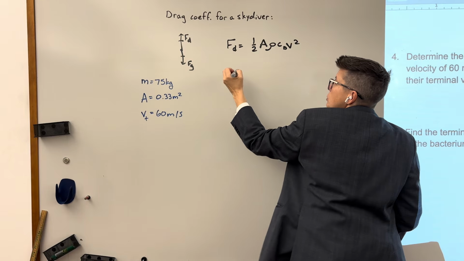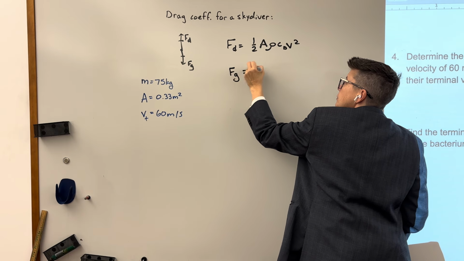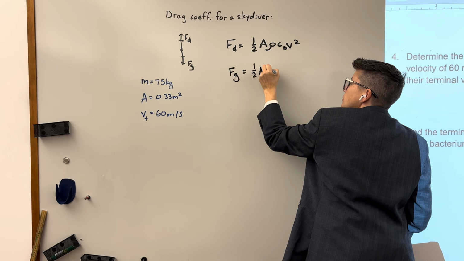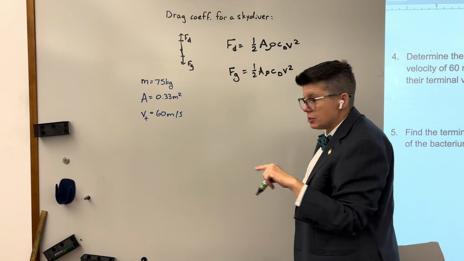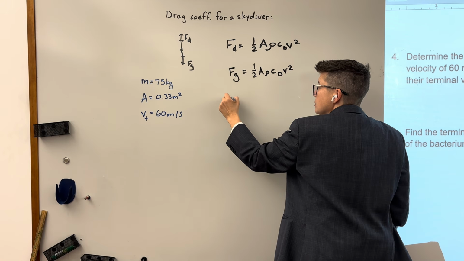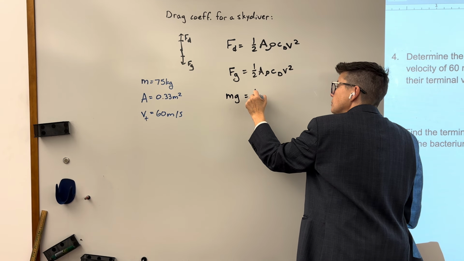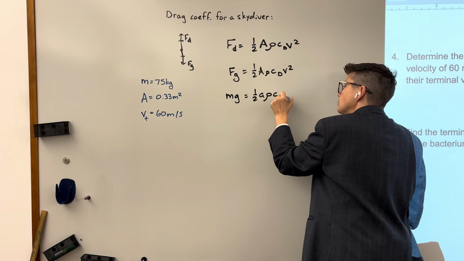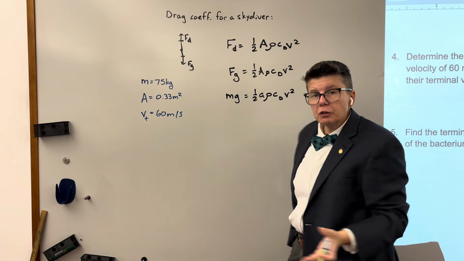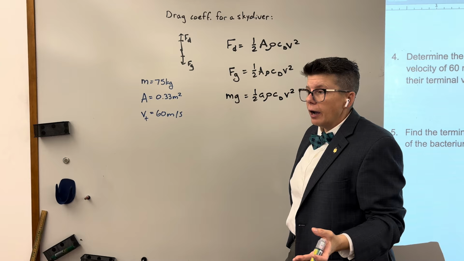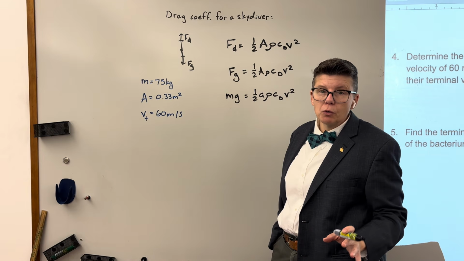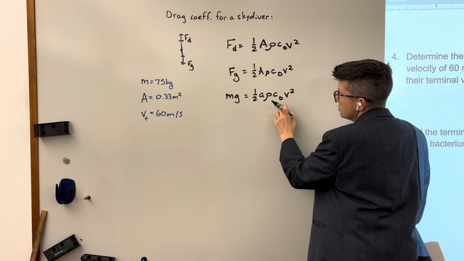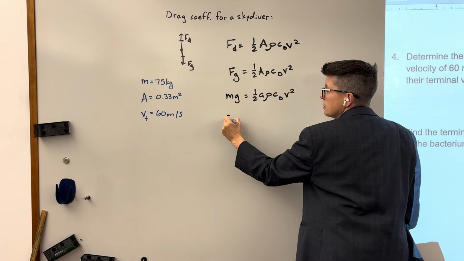Drag force is equal to the skydiver's weight. Weight is equal to mass times gravitational field strength. I'm solving for coefficient of drag. As a matter of a more elegant solution, I'm going to solve this equation symbolically before I substitute numbers. Solving for coefficient of drag.